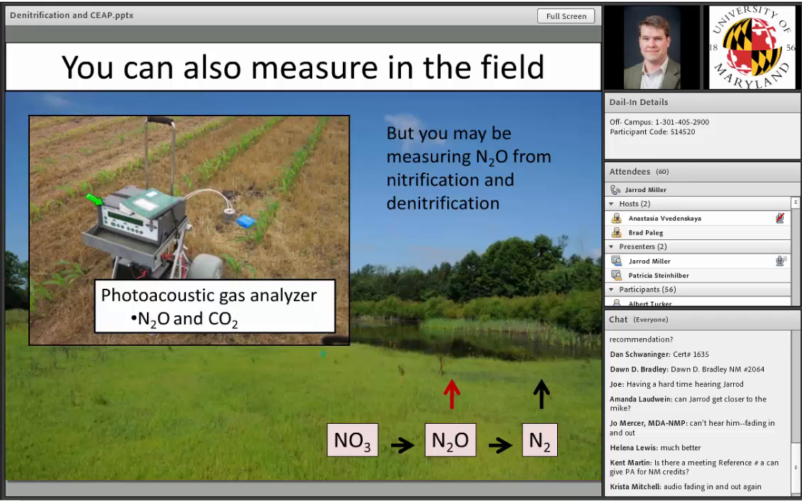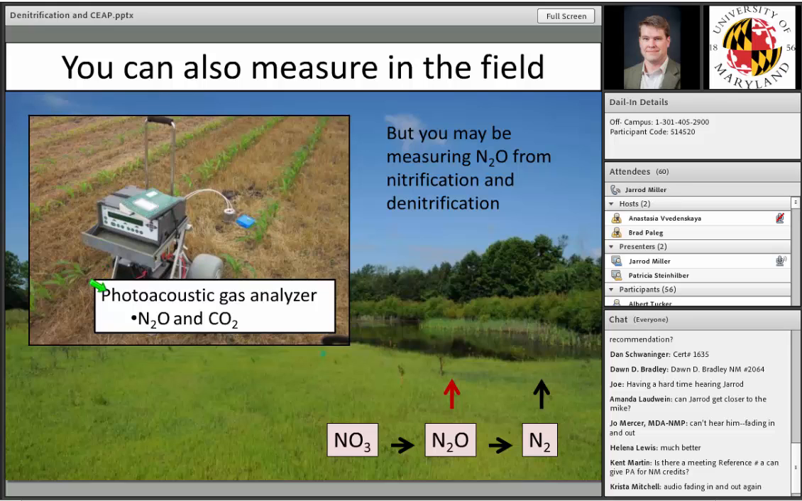It's been around since I think the 70s or maybe before that. It pulls in a gas sample. It uses light, and that's the photo part of the name. So light can excite gases and cause them to expand. And they flash the light on and off, and so it causes these gases to expand and contract.